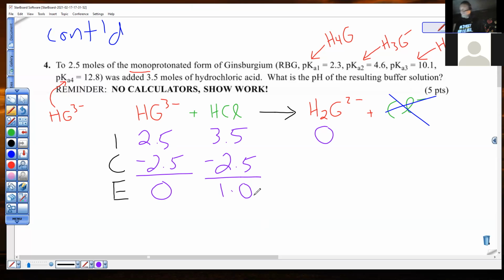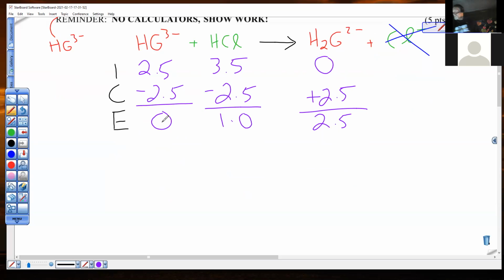What does strong mean? Strong means it has to react. You're not done. Okay, we made HG3 minus into H2G2 minus. How much? For every mole of this you react, you make a mole of this. For every 2.5 moles of this you react, you make 2.5 of this. All right. So we made 2.5 moles. We're set up for ICE problem number 2. There is no more monoprotonated Ginsbergium. It is not relevant in this question anymore.